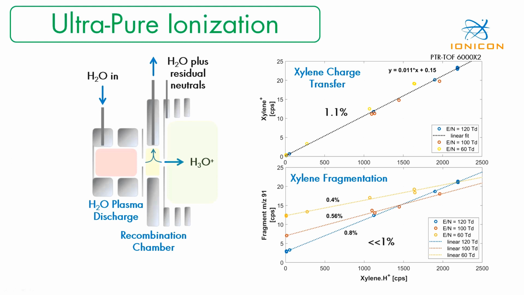The bottom panel displays fragmentation of xylene. Many of you will now think, what? Fragmentation of xylene? But xylene is a very robust aromatic molecule. There is no fragmentation of xylene. And indeed, for an IONICON-grade PTR-MS, we don't really see fragmentation of xylene.